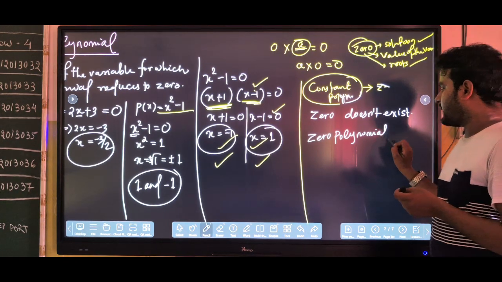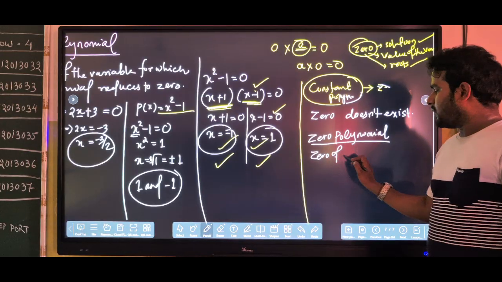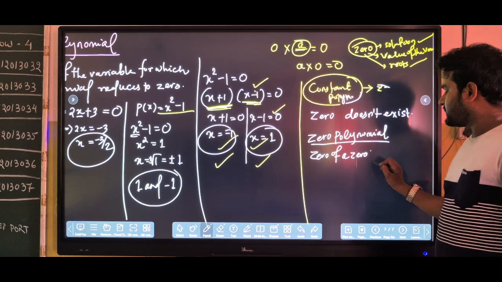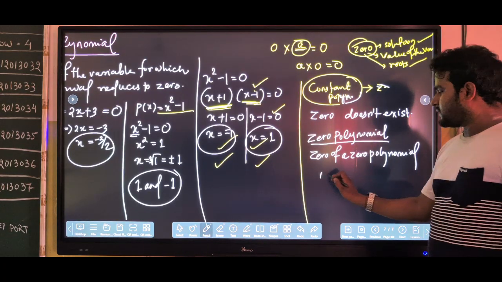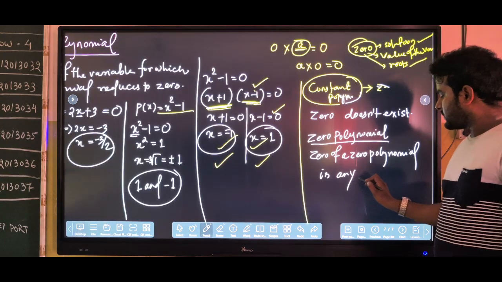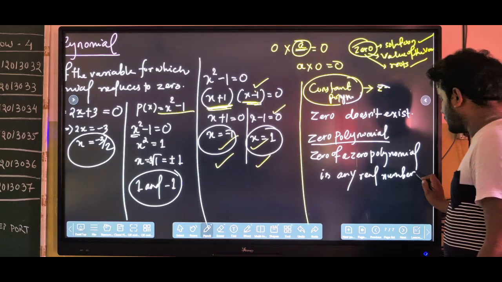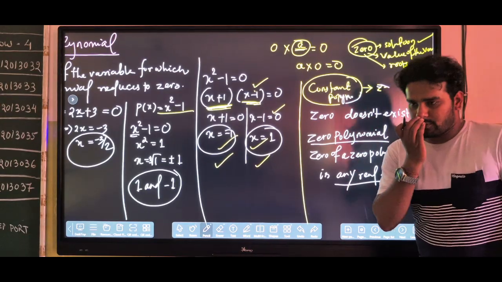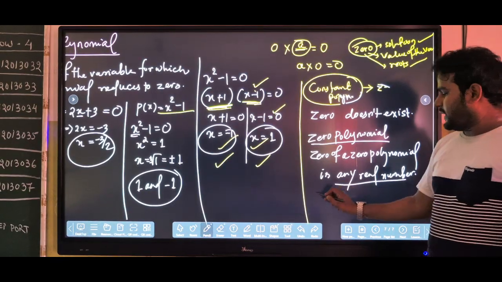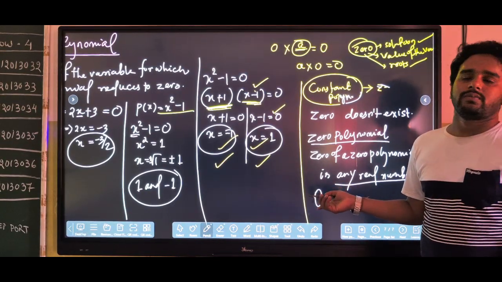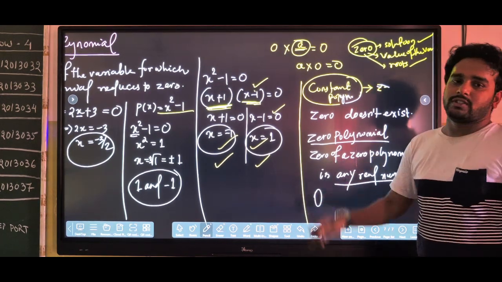But for zero polynomials, this is the most important part, which was in class 9, and for 10 also it is important. That is, what is the zero of a zero polynomial? The answer will be, the zero of a zero polynomial is any real number. So any real number can be used for getting the zero polynomial. It is there in class 9. For getting zero, you can use any value in the place of the variable. So it is stored as any real number.